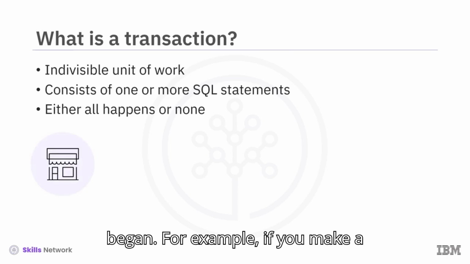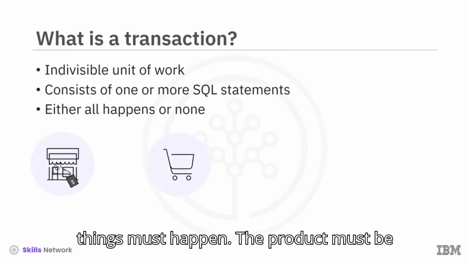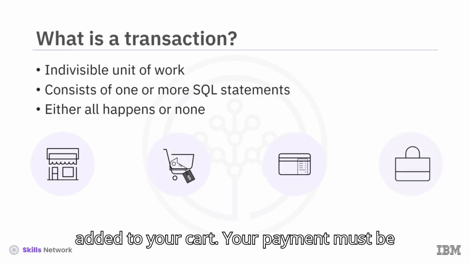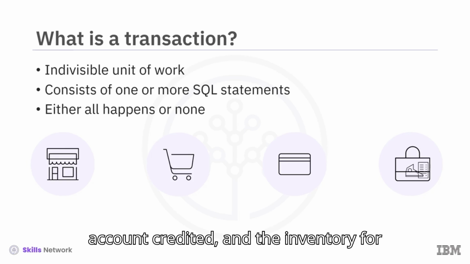For example, if you make a purchase using your bank card, many things must happen. The product must be added to your cart, your payment must be processed, your account must be debited the correct amount, and the store's account credited.